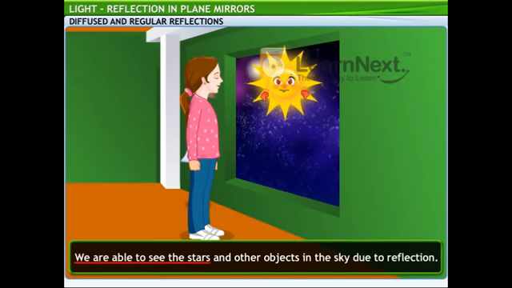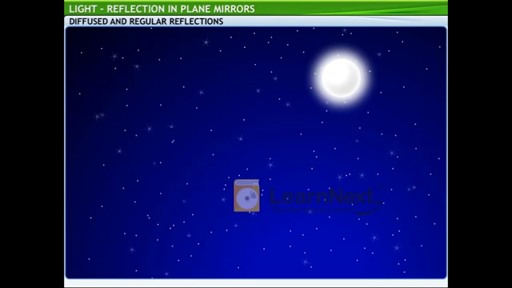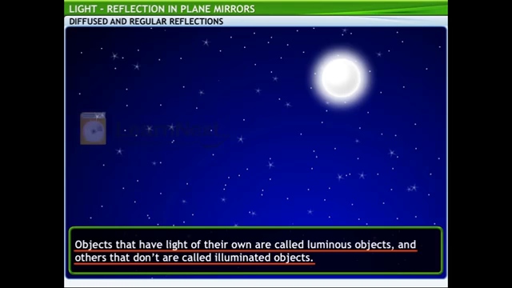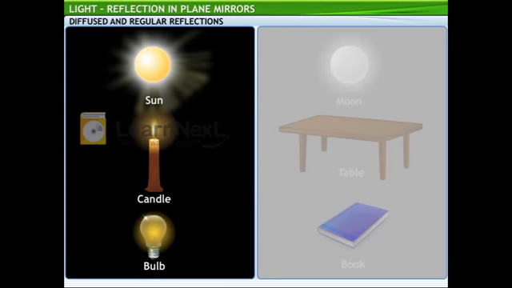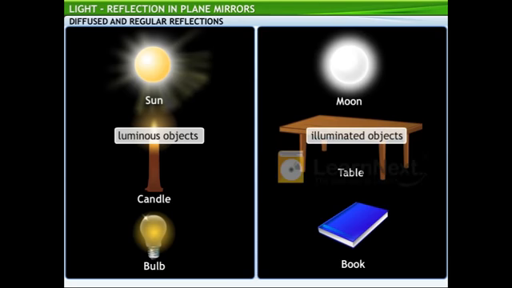Are we able to see the stars and other objects in the sky due to reflection? Yes, not all bodies have light of their own. Some bodies are visible only because they receive light from other objects and reflect it. Objects that have light of their own are called luminous objects, and others that don't are called illuminated objects. For example, the sun, a lit candle, and a glowing bulb are luminous bodies, while the moon, a table, and a book are illuminated objects.